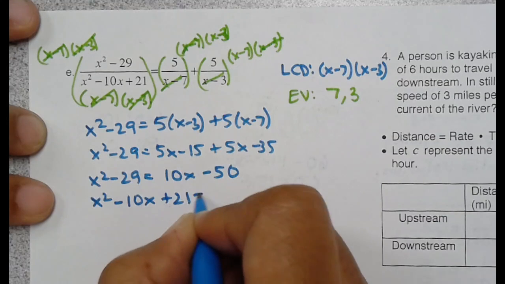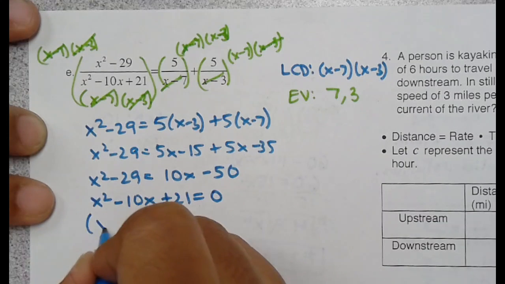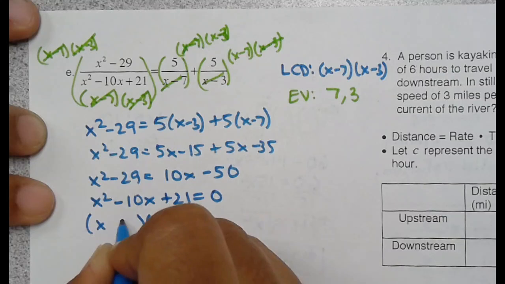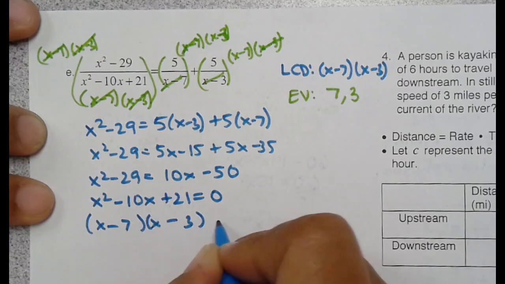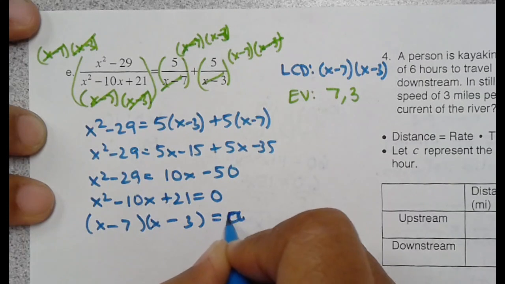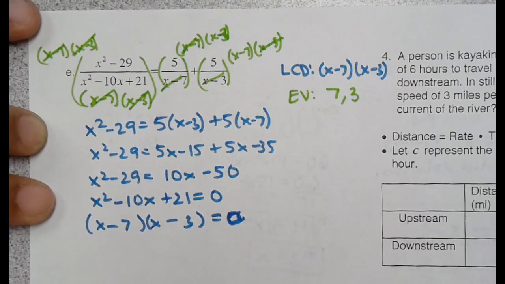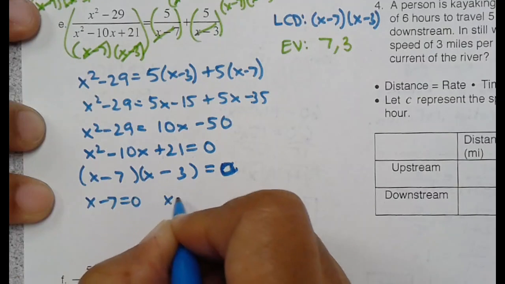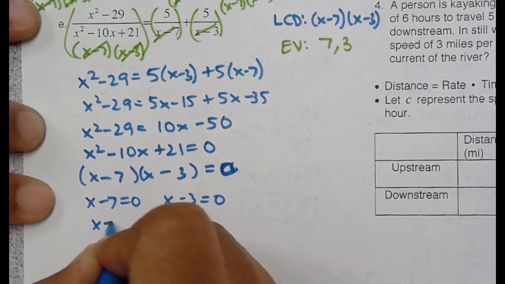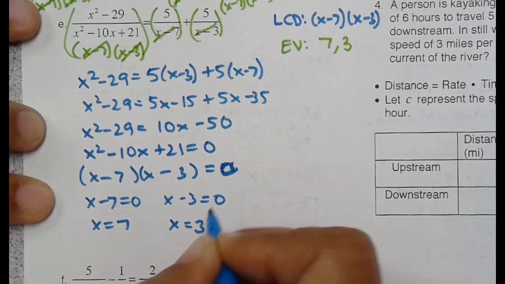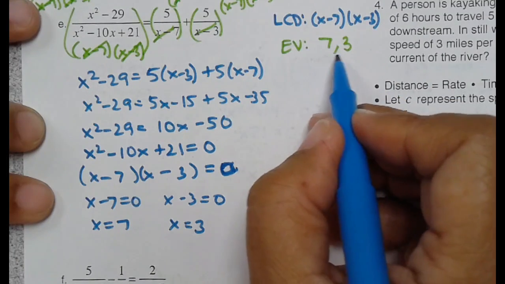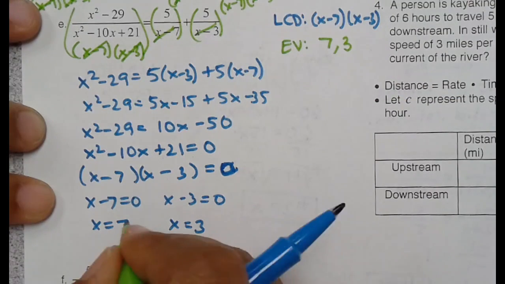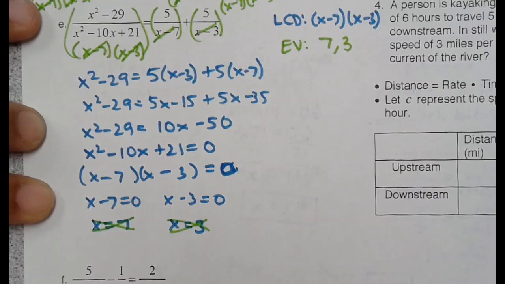Factor this. Two things that multiply to get 21 is 7 and 3. They both have to be negative to get a negative 10. And then we're going to go ahead and split those up, make them equal 0. We get x equals 7 and x equals 3. Well, looking at our excluded values, 7 and 3 are not valid solutions. So actually both do not work, so the answer is no solution.